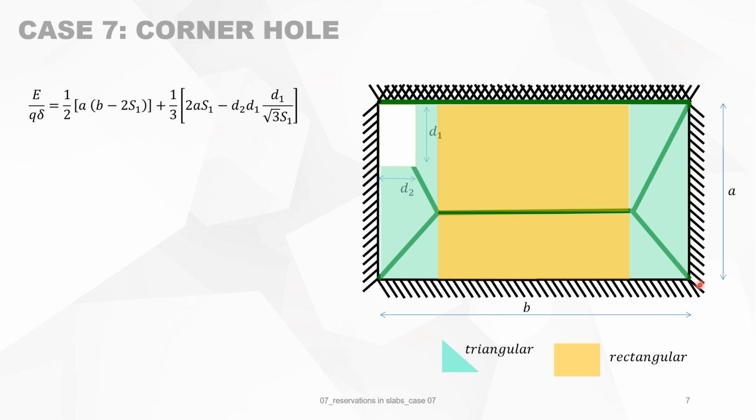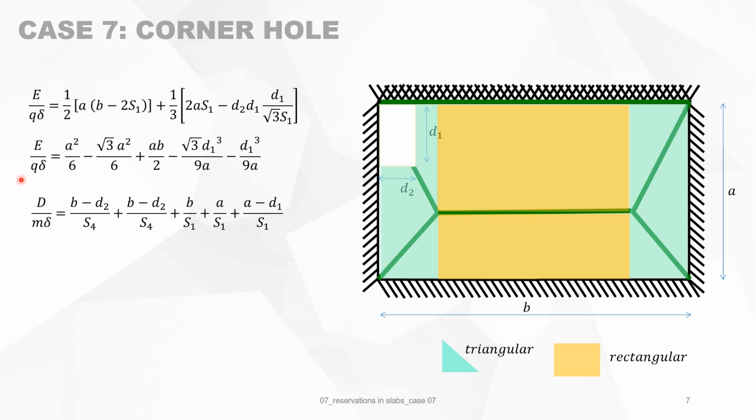We have on the left-hand side A times S1. On the right-hand side also A times S1, but we will subtract the reservation in it. So it's 2 times A S1 minus the reservation, which is D2 times D1. And the total deflection is then delta divided by the square root of S1. Square root of S1 is equal to S4. It's this side, this side. Then we can substitute the different values and we get an expression for E, or E over Q delta.